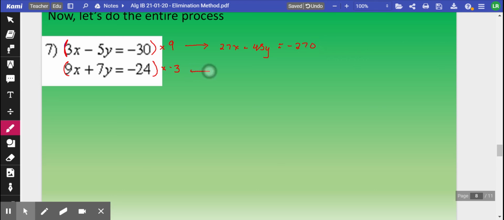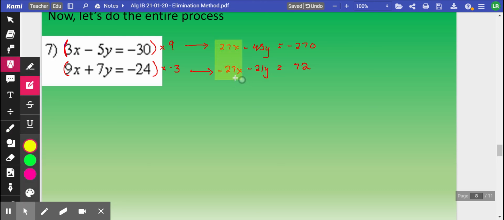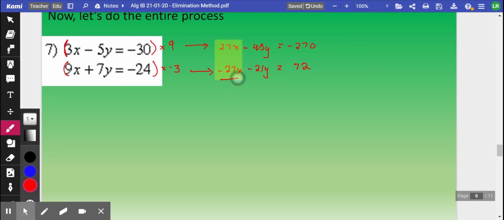Go on to the bottom. 9x times negative 3 is negative 27x. 7y times negative 3 is negative 21y. And negative 24 times negative 3 is positive 72. Okay? And notice I have opposites with my x's, so I'm good. I'm going to add my equations together. So when I add these two, it's 27x plus negative 27x, that's 0. It's eliminated. Negative 45y plus negative 21y would be negative 66y.